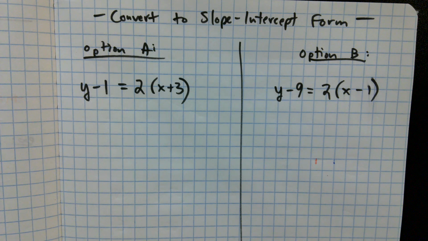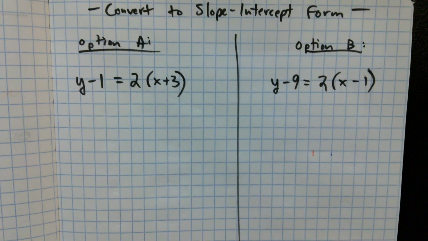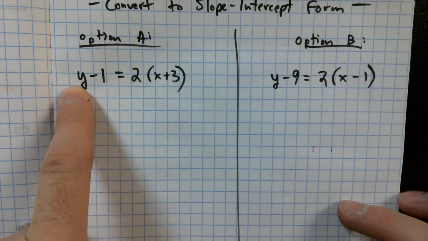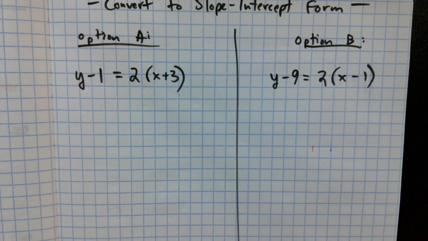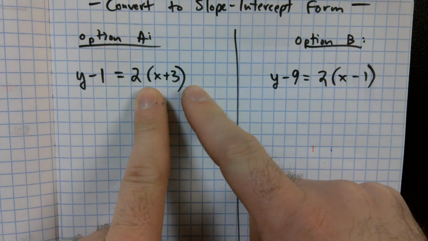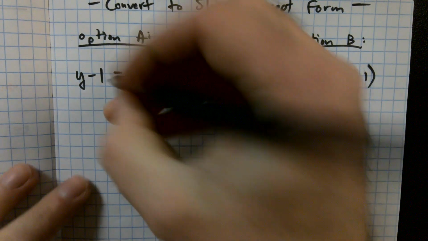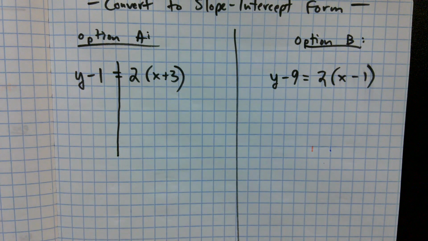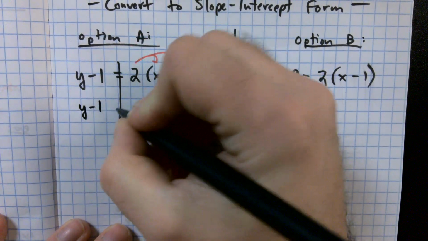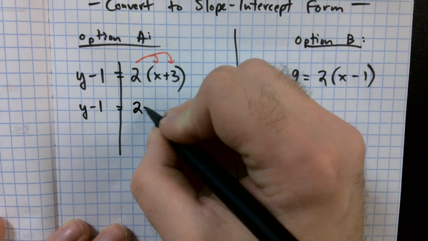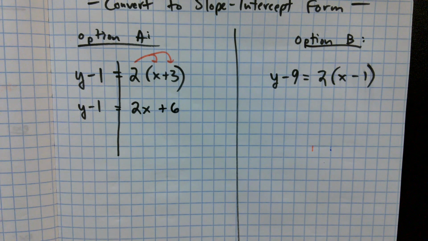If I want to put it in slope-intercept form, what variable needs to be isolated? y. Is y isolated right here? No. What can I do to isolate y? I could add 1 to both sides. But this side over here is a little bit messy. I've got to clean that up first. How can I clean that up? By distributing. When we distribute, the left side stays the same. The right side, as Aaron just said, becomes 2x plus 6, because we multiplied the 2 times the x to get 2x, and the 2 by the 3 to get 6.